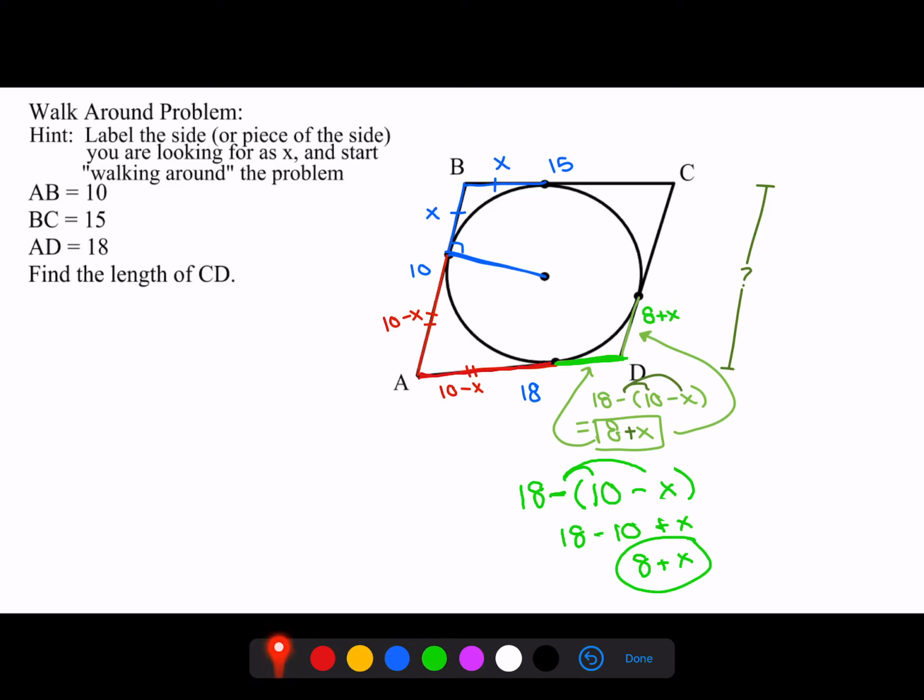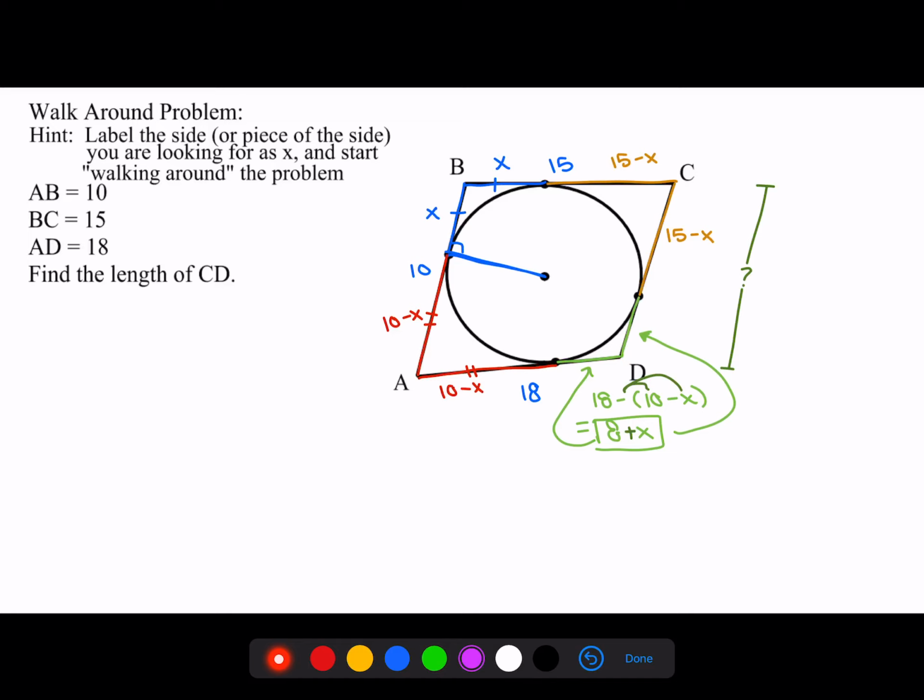Now that I have this section, I still need to find out what C to that point of tangency is. So I'm going to go back to this 15 and this X over here, and I'm going to use that information. So if I know this part is X and the whole thing is 15, this section should be the whole thing, 15 minus X. Which means that this other section should be the same thing, 15 minus X.